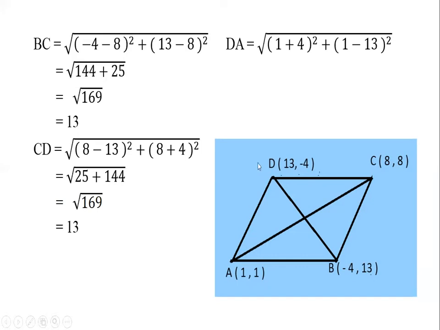Whereas DA, here root over (1 plus 4) whole square plus (1 minus 13) whole square, equal to root over 25 plus 144. Whereas summation of 25 plus 144 equal to 169. Root over 169 equal to 13.